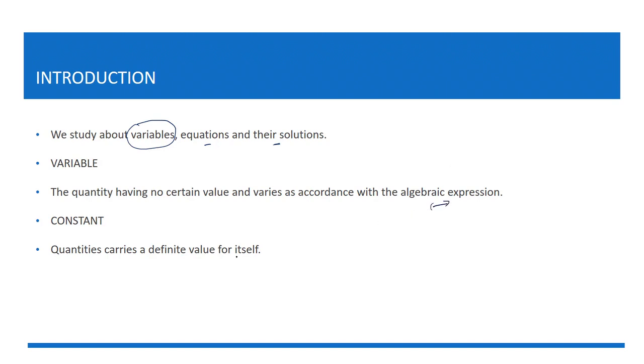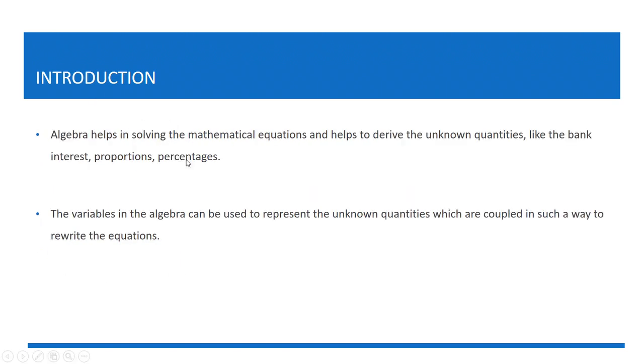The second definition is the constant. What exactly is a constant? These are quantities that carry a definite value for themselves throughout the expression or throughout the equation, till you find the solution. So let us check this out.